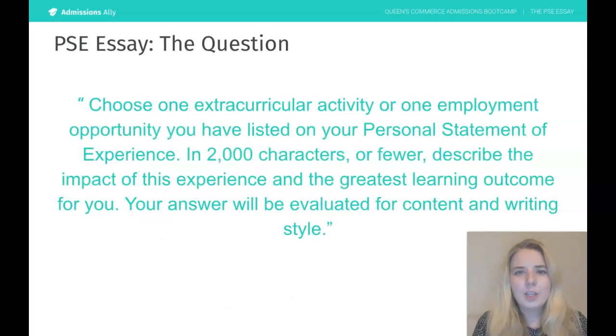And here's the actual question. It says, choose one extracurricular activity or one employment opportunity you have listed on your personal statement of experience. In 2,000 characters or fewer, describe the impact of this experience and the greatest learning outcome for you. Your answer will be evaluated for content and writing style. This is the same question that has been there for the past 10 years at Queen's. So very broad and open, but they're looking for, as we said, those key elements.